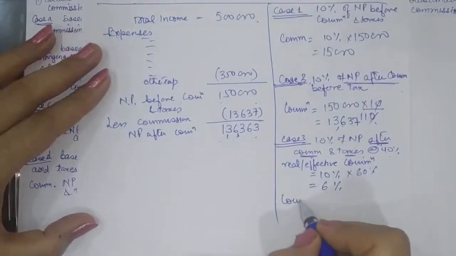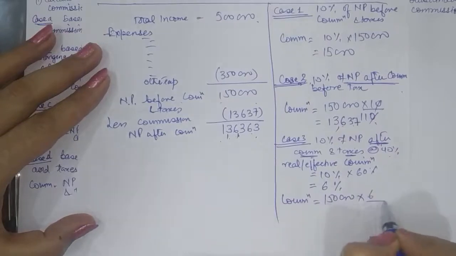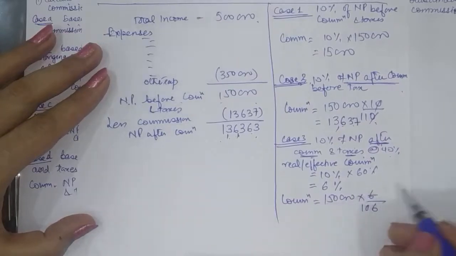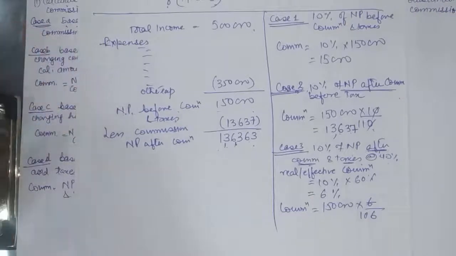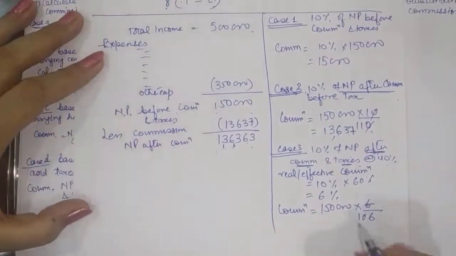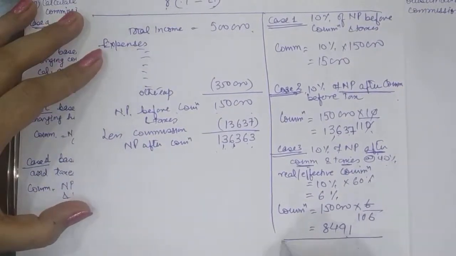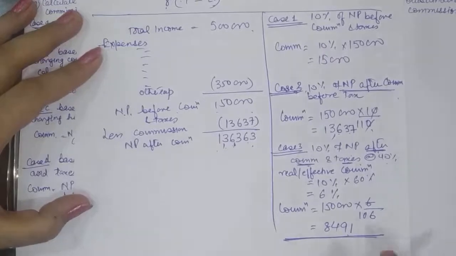So your commission is going to be 1,50,000 into 6 upon 106. So you will calculate this amount. So it is 8491. Okay, so this is going to be commission.